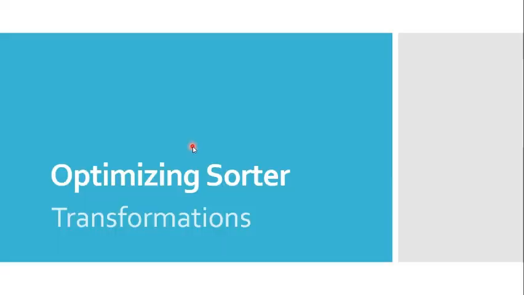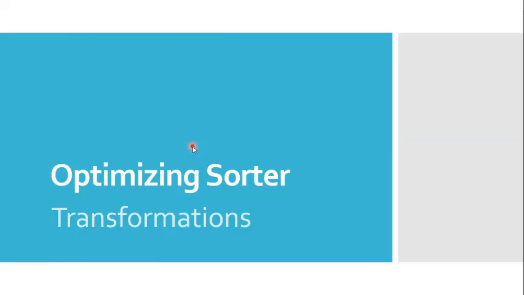Okay, so how to optimize the Sorter transformation? The next topic is the Sorter transformation. The Sorter transformation just sorts the data in ascending or descending order, like A to Z or Z to A. Sorter transformation simply does the ordering of any kind of record, either a number or text value. If the column is a number, it is also sorted descending: if you want descending, the higher value will come first, this way.